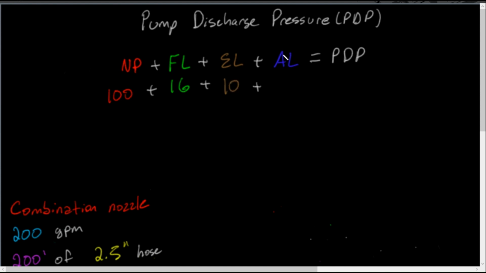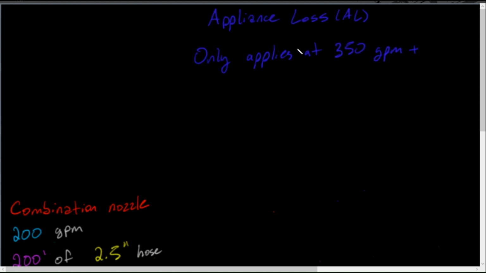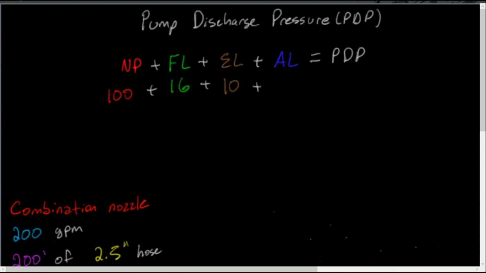Then we'll add our appliance loss. Now remember, appliance loss only applies at 350 gallons a minute or more, and we are at 200 gallons per minute in this specific example. Therefore, our appliance loss is 0. Let's get rid of this little line here. And now we can add them all together. 100 plus 16 plus 10 gives us 126 psi.